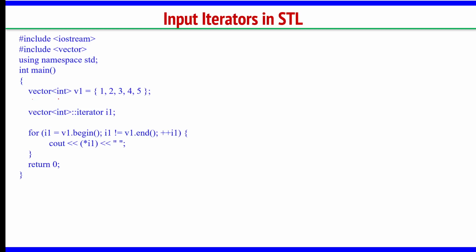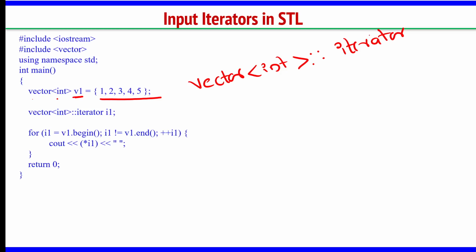Vector int v1, I am having a vector 1 2 3 4 5. I am trying to create an iterator. If you want to create an iterator for a vector, you have to give the syntax of the vector declaration like this: vector int, then the scope resolution operator, then the keyword iterator. I1 is the name of the iterator. Now in the for loop, I1 equal to v1.begin, from the beginning, I1 not equal to v1.end, till the end, ++I1, and print *I1.